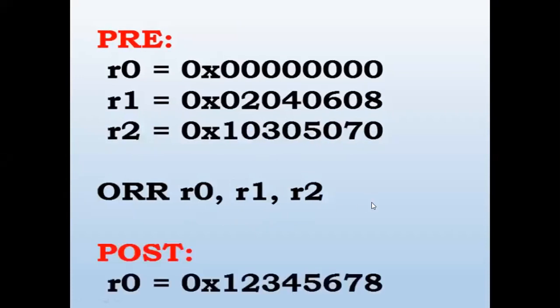After performing this instruction, what happens? It will do the OR operation. 8 OR 0 means you will get 8. 0 OR 7 means 7. 6 OR 0 means 6. 0 OR 5 means 5. 4 OR 0 means you will get 4 itself. 0 OR 3 means you will get 3. Like that, if you do the OR operation of these two numbers, the result will be stored in R0. So in R0 you will get 0x12345678. This is the result you are getting in R0.